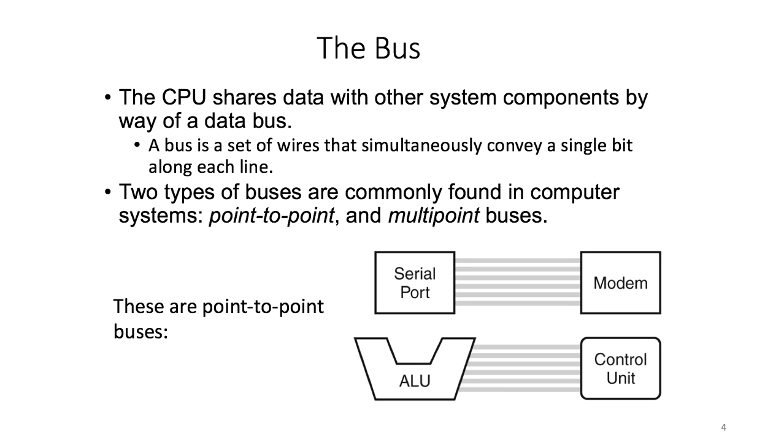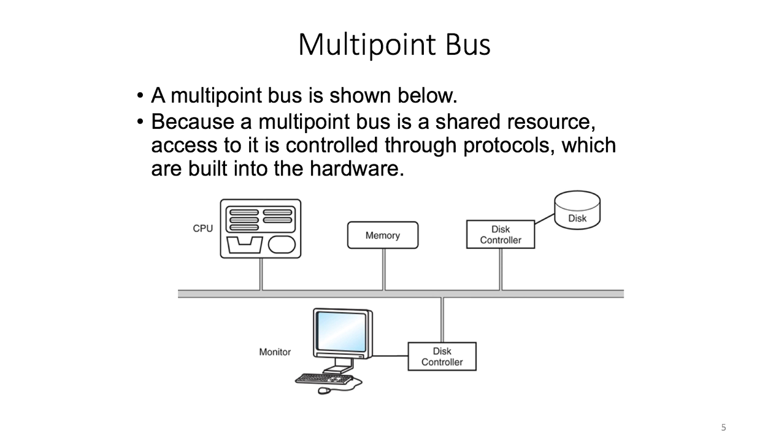So here is an example of point-to-point buses. We can have a bus that connects a serial port to a modem. We also have a point-to-point bus that connects the ALU to the control unit. On the other hand, the multiple point bus is shared by multiple devices.